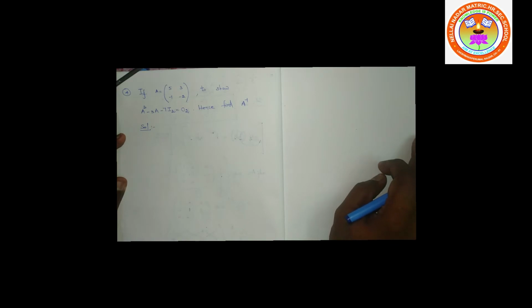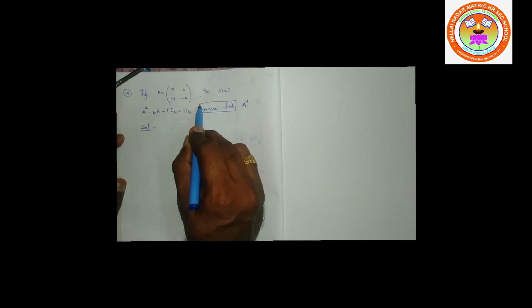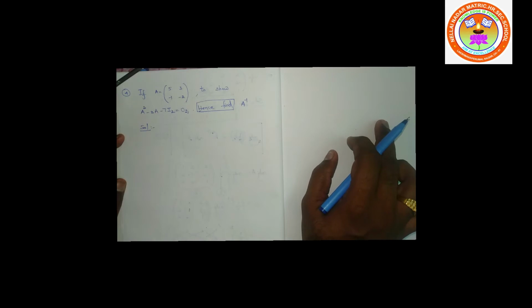Exercise 1.1, fourth sum. If A is equal to [5, 3; -1, -2], show that A square minus 3A minus 7I2 is equal to O2. We can take it as the 0 matrix, no problem. And hence find A inverse. This is a very, very important word. And hence find A inverse.